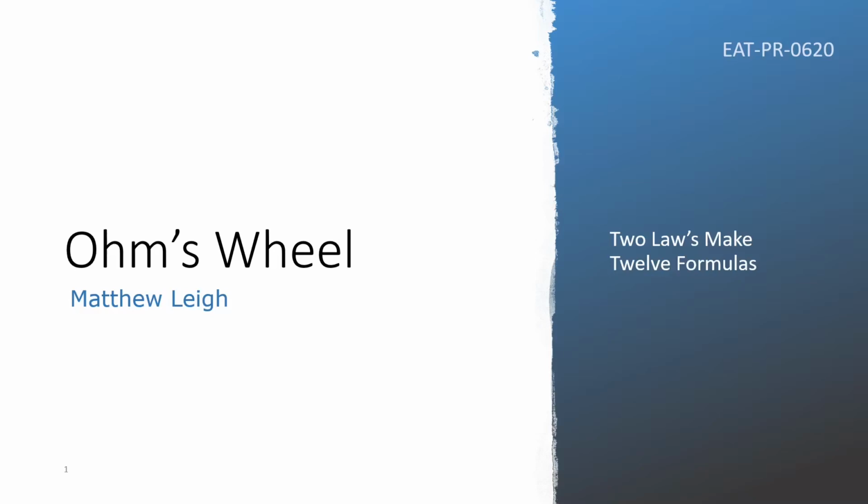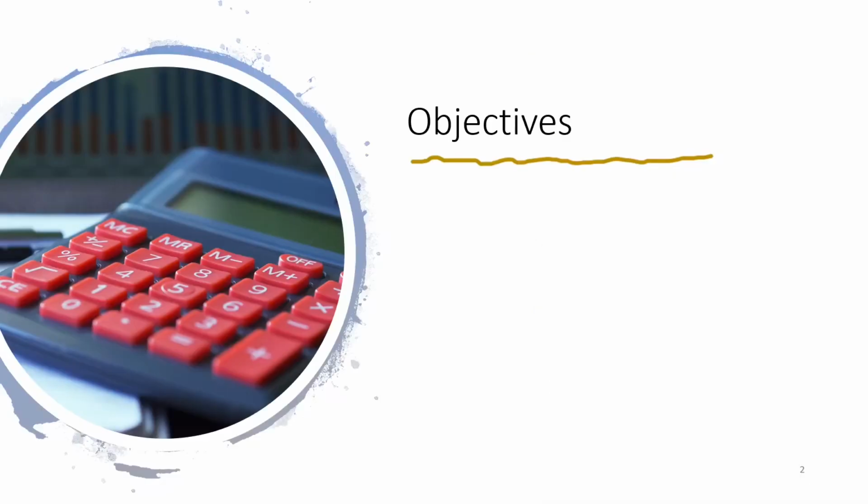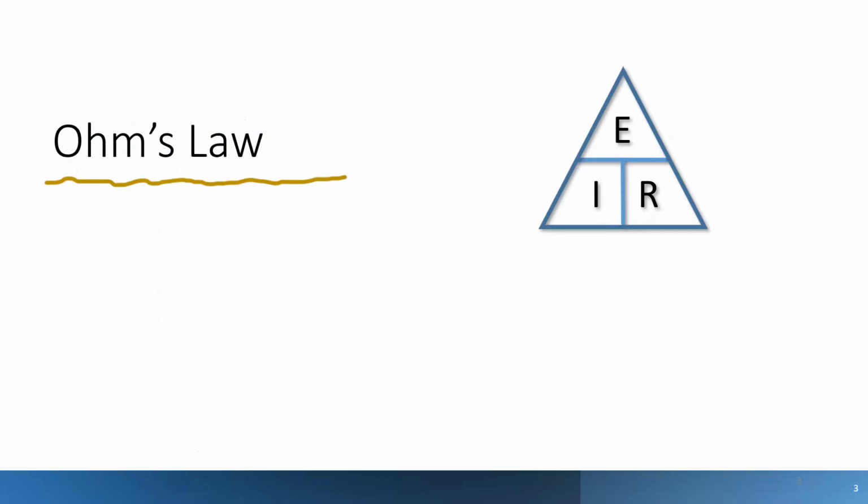In today's lesson, we're going to talk about Ohm's Wheel. To date, we've talked about Ohm's Law and its triangle and Watt's Law and its triangle. Well, we can make a wheel of formulas based on those two triangles. We're going to look at that here today. So our objective is pretty simple. It's to understand the derivation of these formulas that comprise the Ohm's Wheel. So let's get into it.